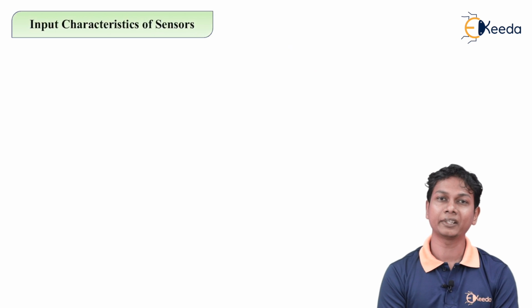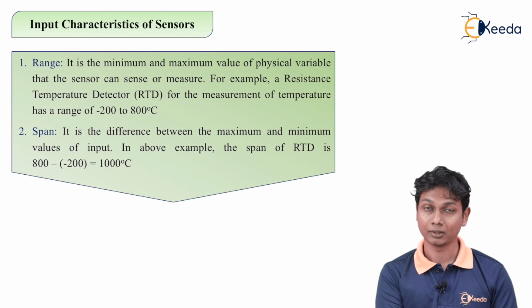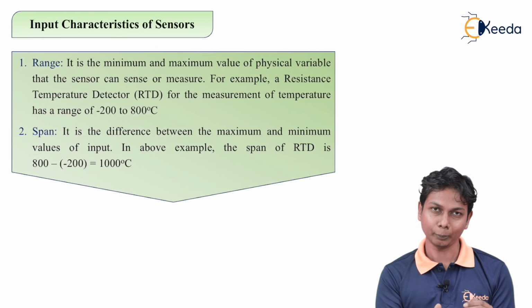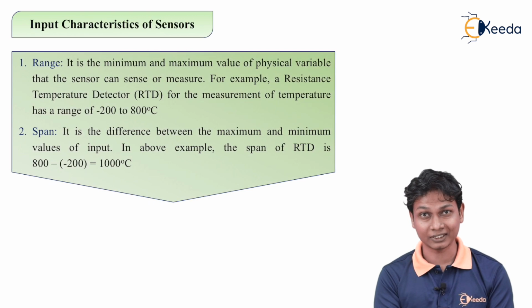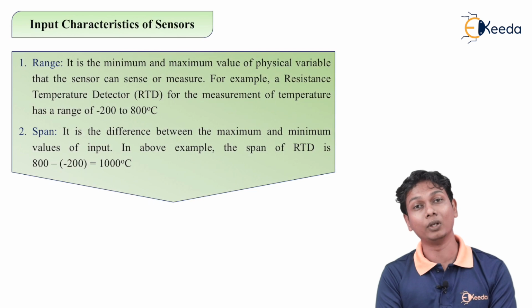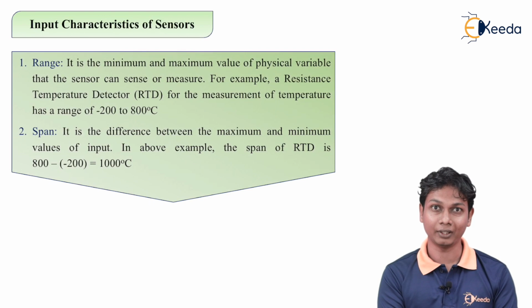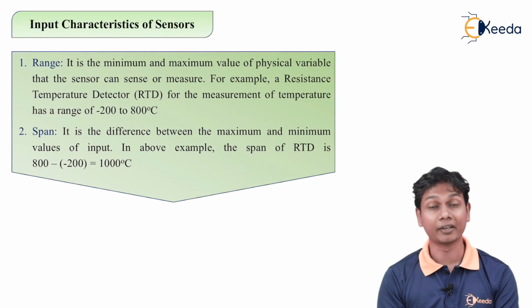Now we will start with the input characteristics of a sensor, that is, the various characteristics on the input side. See, the sensor part is there. The values coming on the input side are physical quantities, and on the output side of the sensor the values can be voltage or current. So for the input side, the first parameters are the physical parameters that we have to see with their characteristics. It starts with the range.